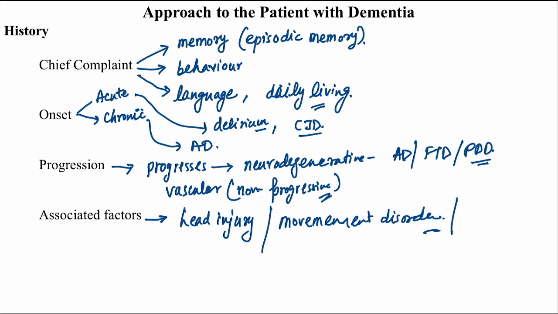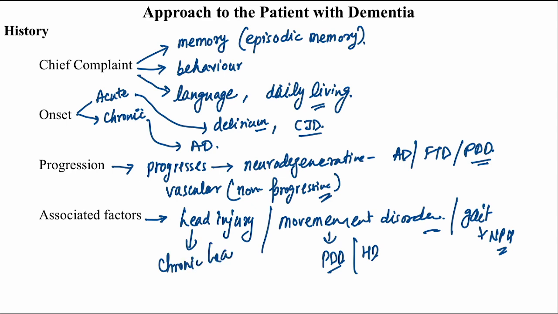Is the patient having any difficulty with gait? It will be occurring in normal pressure hydrocephalus. Movement disorder will be occurring in Parkinson disease with dementia or Huntington's disease. Head injury will be associated with dementia, and it will be associated with chronic headache. So these are the associated factors that we have to take into consideration. These are the important points that we have to ask the patient or the attendants in history.